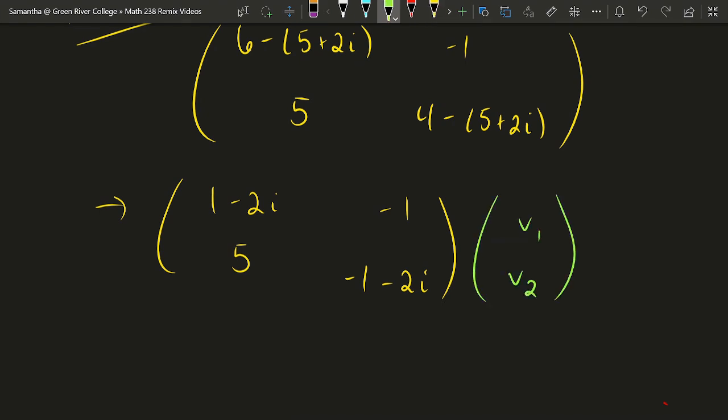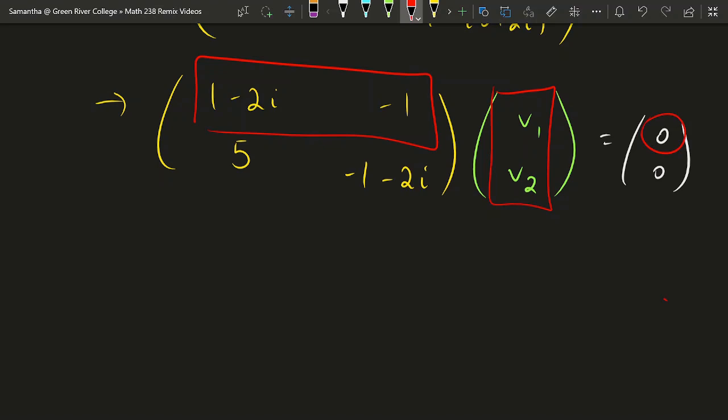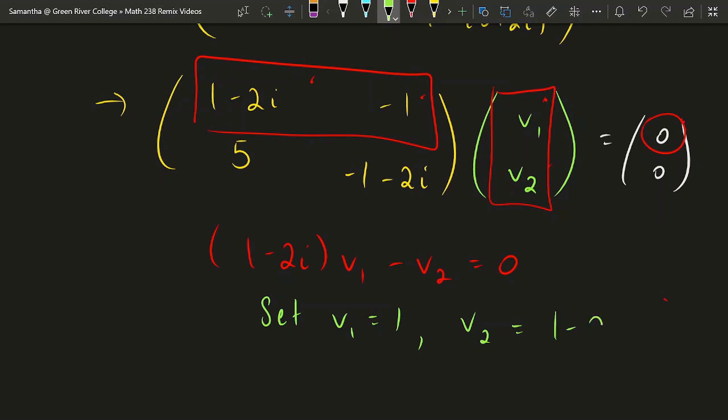I seek a vector that becomes 0 when multiplied by this matrix. And as always, I'm going to focus my attention on the top row mainly. So doing matrix multiplication on that top row, I get (1 minus 2i) v1 minus 1 times v2, and if I set v1 equals 1, then that forces v2 to be 1 minus 2i.